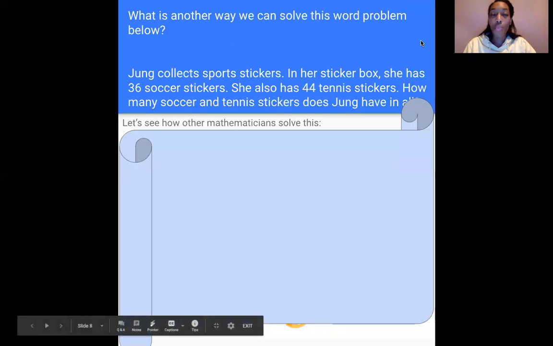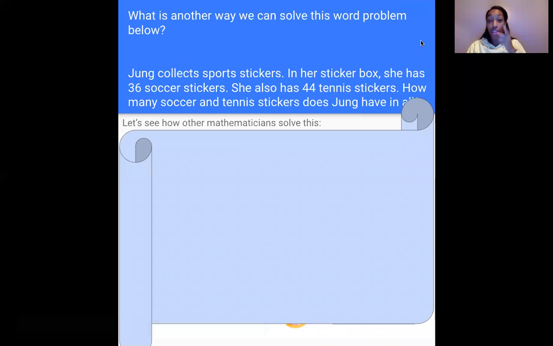So now, what is another way we can solve this word problem below? Jung collects sports stickers. Okay. In her sticker box, she has 36 soccer stickers. She also has 44 tennis stickers. How many soccer and tennis stickers does Jung have in all? Think about it. Talk it over with a partner or a family member.